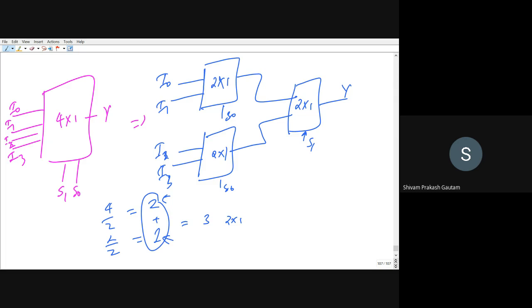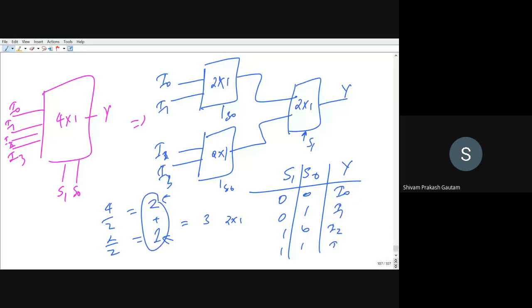Okay. So here you can draw the truth table: S1 and S0, and this is for Y. So 0 0, 0 1, 1 0, 1 1. For 0 0 it will be I0. For 0 1 it will be I1. Here it will be I2, and this will be I3. Right. Now if you want to see any case, let us just take the third case.